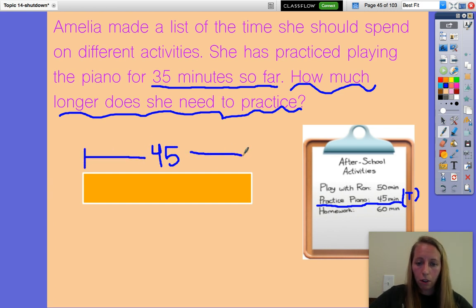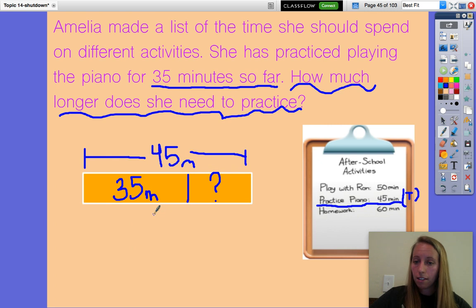We'll set up our bar diagram. Okay, how many minutes did she practice so far? She already did one part of it. 35 minutes. I'll put an M here and an M here so we remember we're talking about minutes. And we need to figure out how much longer she needs to practice. So we have to figure out that question mark.